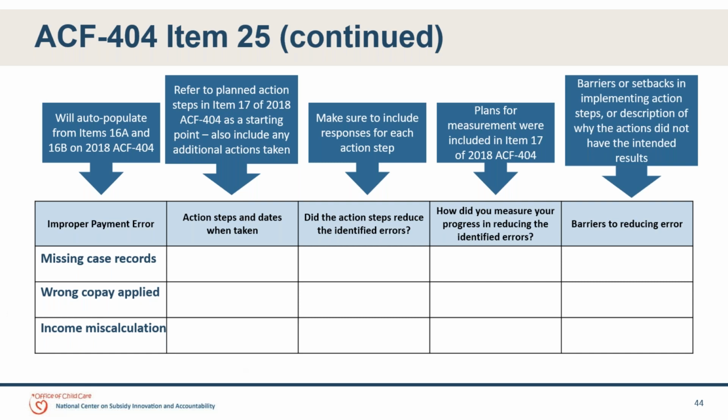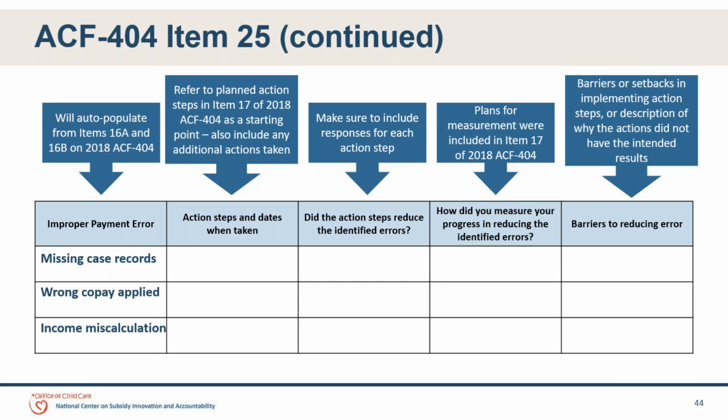All right, and then in the last column, describe any barriers or setbacks in implementing the action steps. So maybe you did implement things, but you didn't see the intended results. You can say that here as well. If you didn't have any barriers, if things went great, you can just say none here.